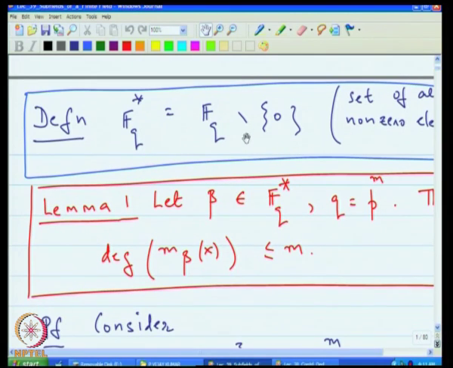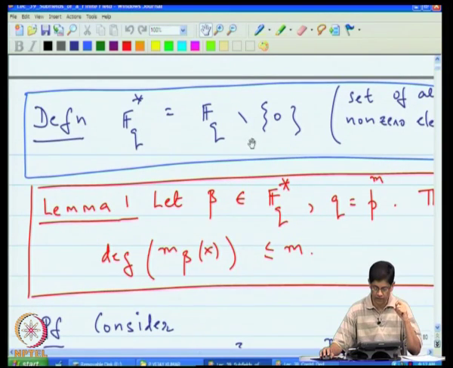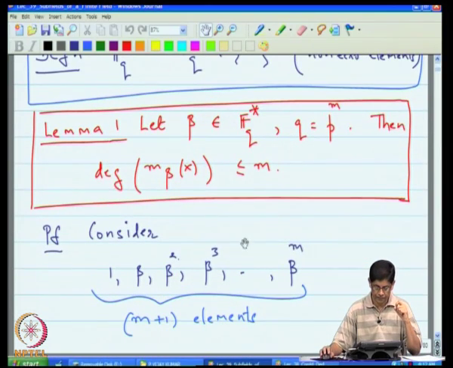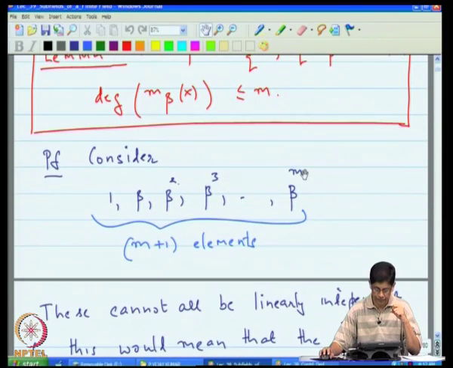Now, I just quickly introduce some notation. We will use F q star to denote the non-zero elements of the finite field. The first lemma states that if beta is a non-zero element of the finite field, where q is a power of a prime p, q equals p to the m, then the degree of the minimal polynomial of beta is less than or equal to m. This m is the same m that appears in the exponent.